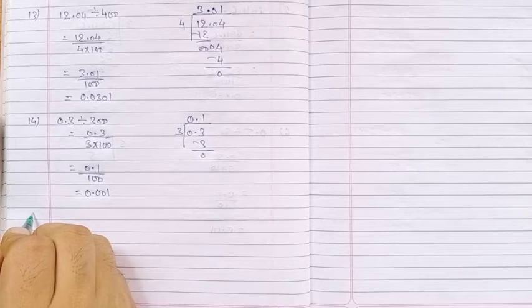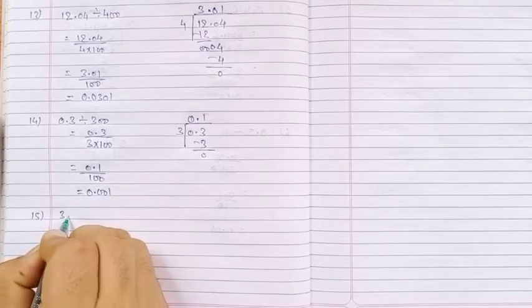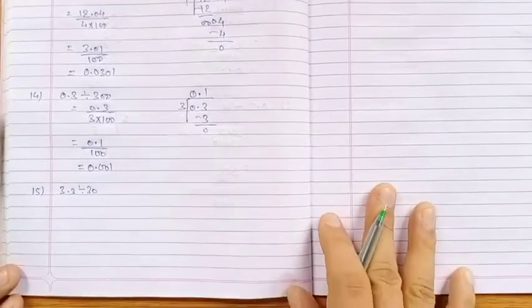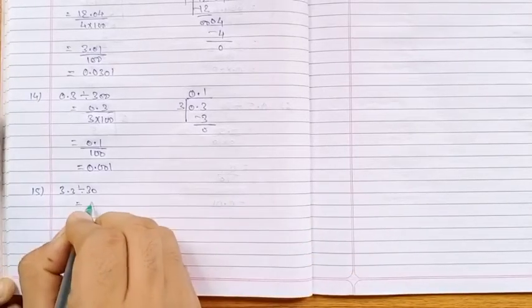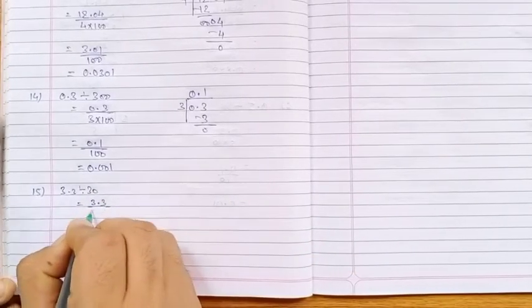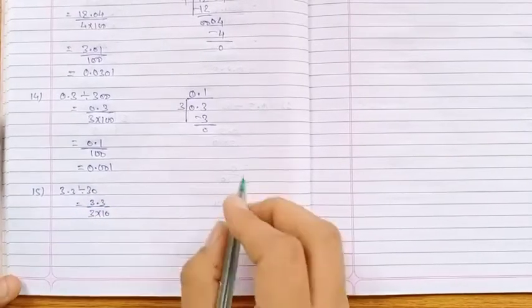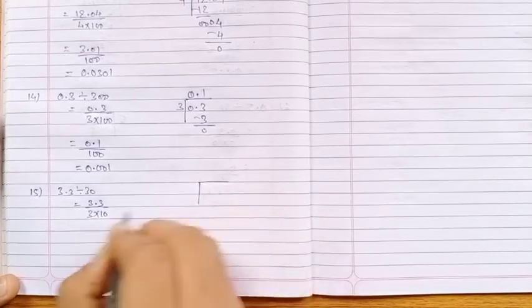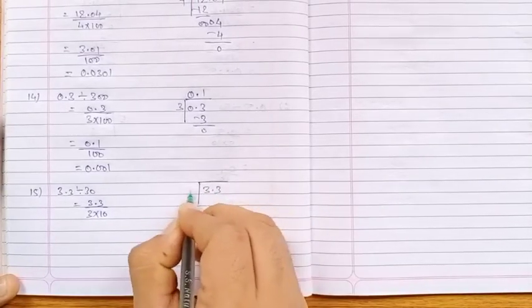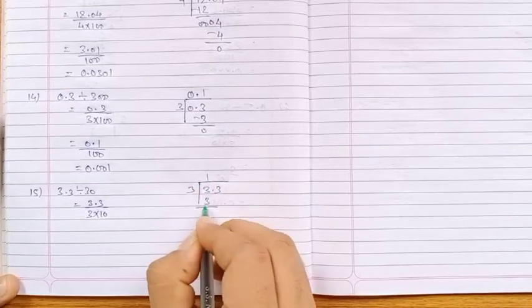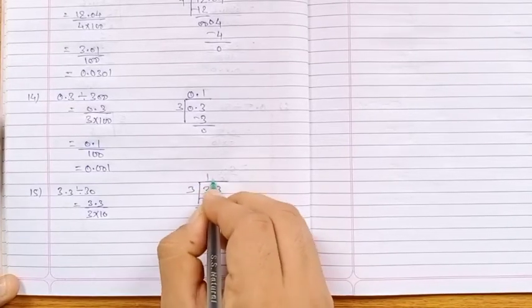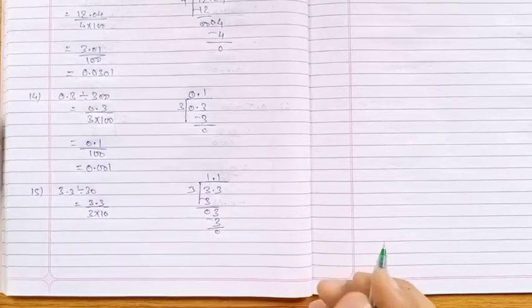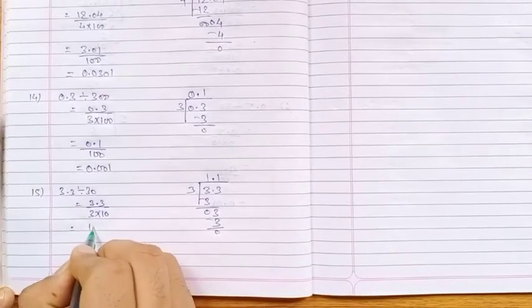Now the last one, that is 15th one, 3.3 divided by 30. So it will be 3.3 upon 3 into 10. Directly also you can do it. 3 ones are 3. So 0.3 will come down again. 3 ones are 3. So 0. What answer we are getting?